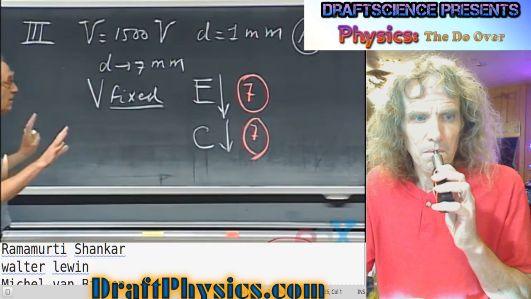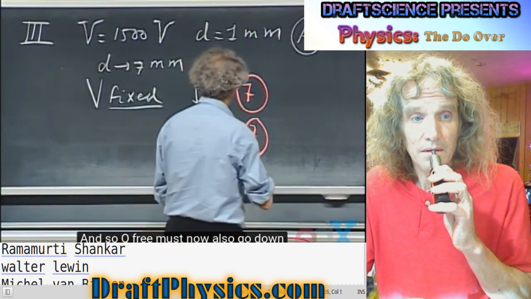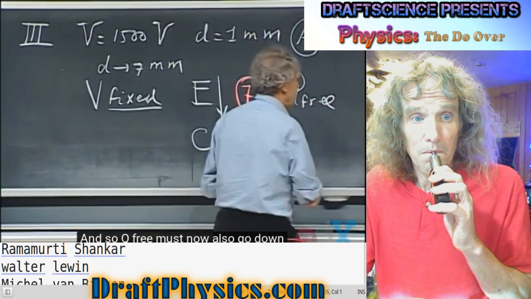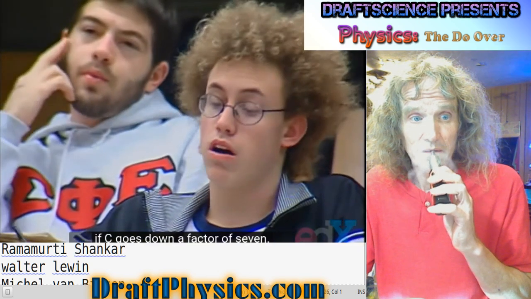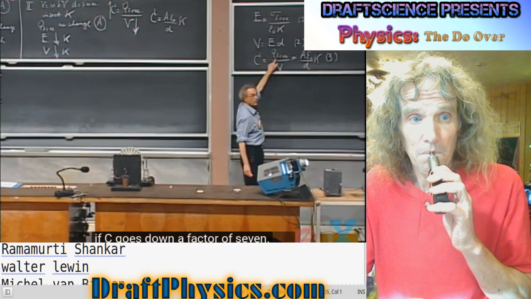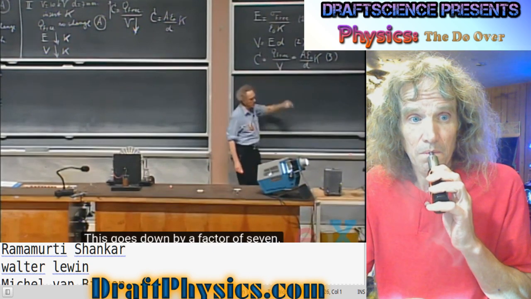Nothing to do with dielectric. Nothing. And so Q3 must now also go down by a factor of 7, because if the potential difference doesn't change, and C goes down by a factor of 7, Q3 must go down by a factor of 7. This goes down by a factor of 7, this doesn't change. So the free charge goes down by a factor of 7.